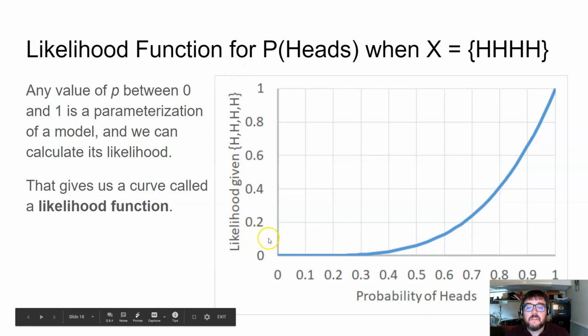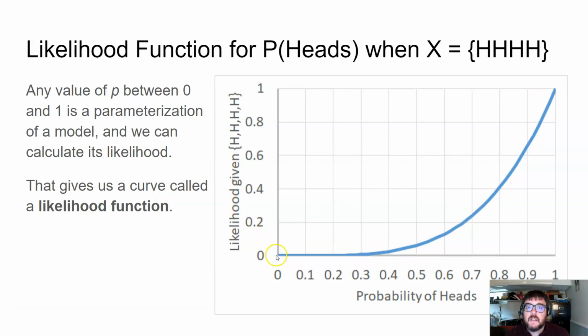We can see the likelihood of any one of those parameterizations. And we can see that it starts at 0. You can't get 4 heads in a row if the probability of heads is 0, up to 1, which is the only way. You're always going to get 4 heads if the probability of heads is 1. So this curve is called a likelihood function.